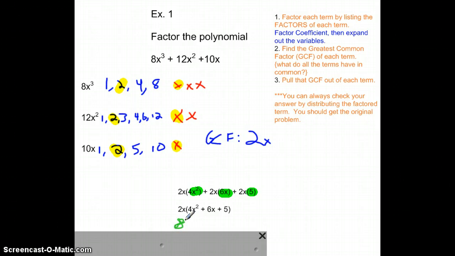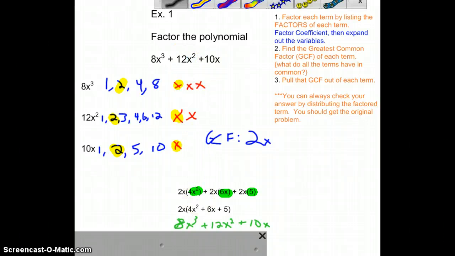x times x squared, well, that's going to give us x cubed. Okay, 2x times 6x gives us 12x squared. 2x times 5, well, that gives us 10x. So you can see we end up back with exactly what we started with. So this right here would be our factored answer.